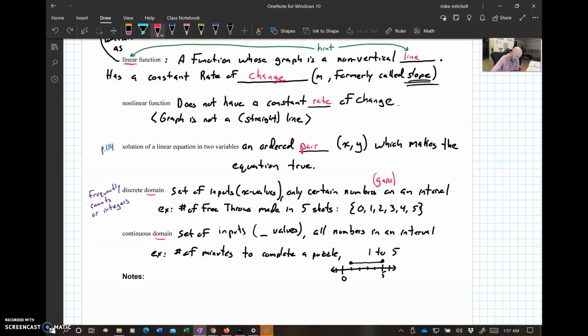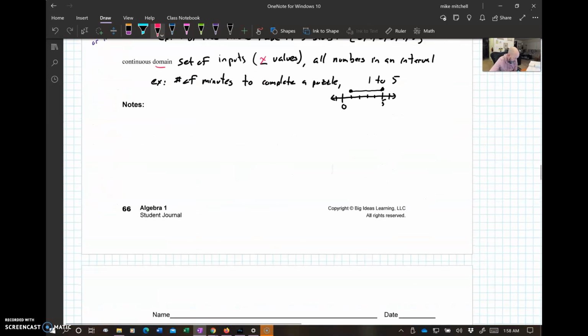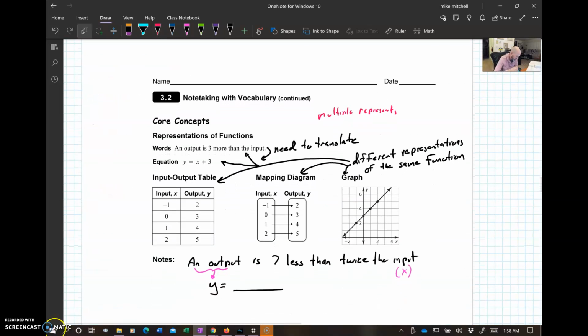Continuous domain. Again, that's your set of x values. All numbers in an interval. Example, the number of minutes to complete a puzzle could be 1 to 5. It might be 1 minute 32 seconds. 1 minute 32.4744852 seconds. It can be any number in that interval. And that's continuous. We'll see that more on this next page.